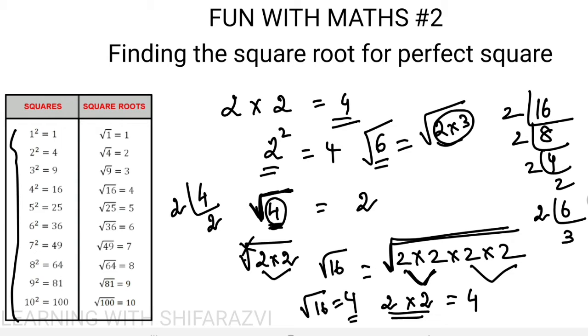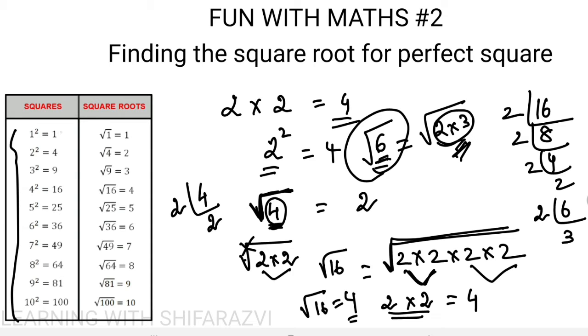So what can I do? I cannot find a perfect square number. I can get an answer, but it will not be a whole number. Okay, there is a method also to find the root of non-perfect squares, but first you will have to realize these are non-perfect squares, for which no whole number square root will exist.